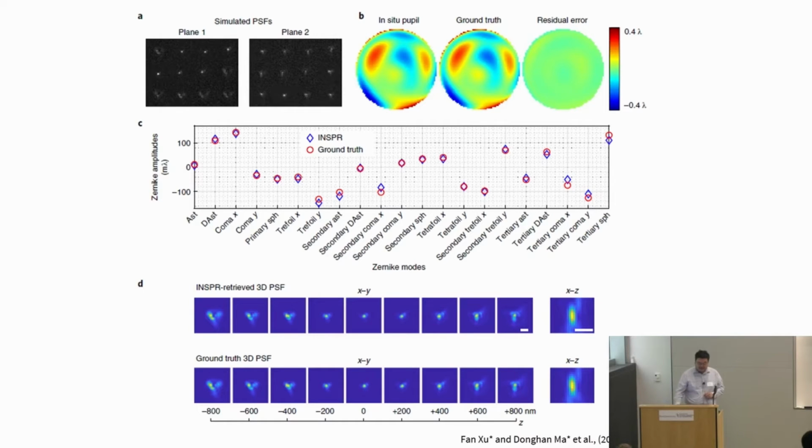And you can see this biplane simulation point-spread function coming from different axial and lateral positions. The in situ point-spread function models give you almost identical results to the ground truth estimation, and the residuals are nearly zero. If you decompose these pupils into Zernike polynomials, the INSPIRE and ground truth Zernike coefficients almost overlap all the way up to tertiary spherical aberrations. If you look at the ground truth point-spread function and the INSPIRE retrieved point-spread function, they're almost identical except for some minor points.